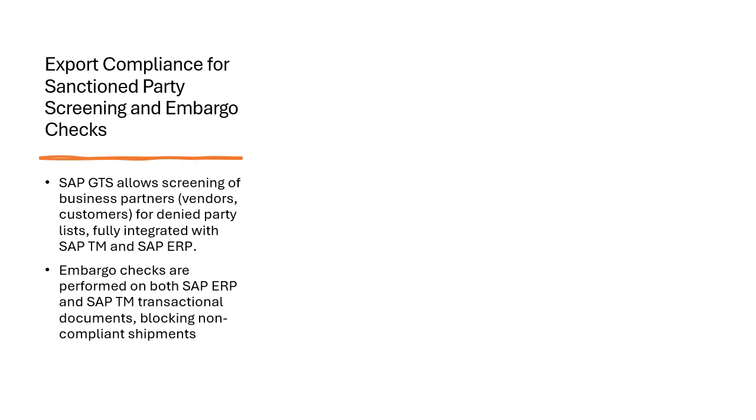So SAP GTS enables businesses to screen transactions and business partners against sanctioned parties lists and embargoes. These checks ensure that companies comply with international trade laws and avoid business relationships with blacklisted entities.